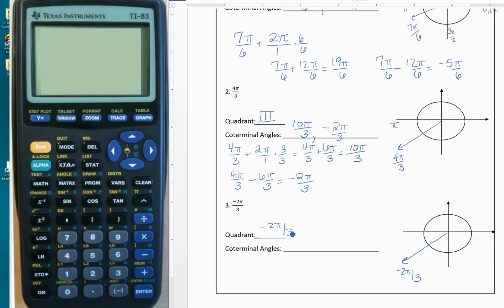And we can already give 2 coterminal angles, at least. We know 4 pi over 3, the one that we started with before, and if we take negative 2 pi over 3 and subtract another 6 pi over 3, which would be 2 pi, you would have negative 8 pi over 3, which would be another negative coterminal angle.